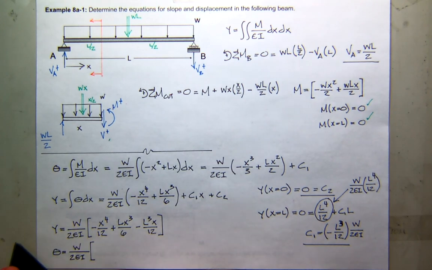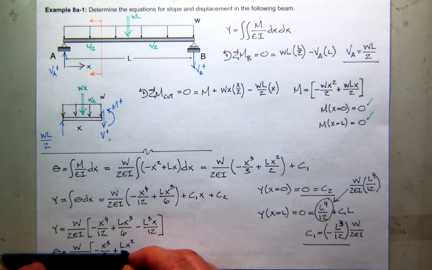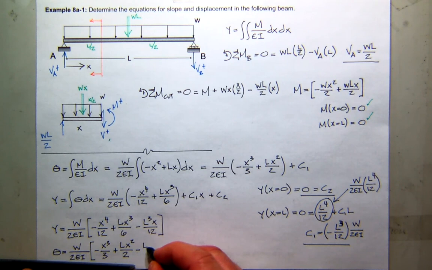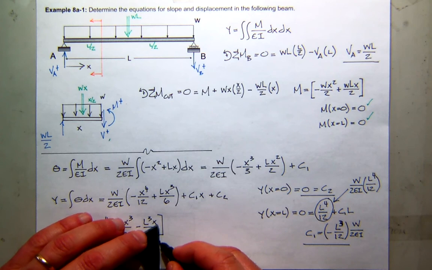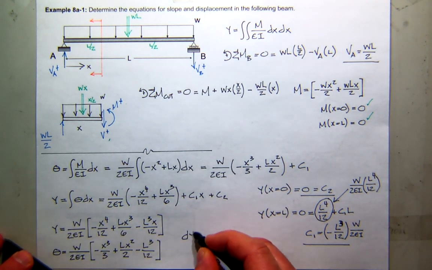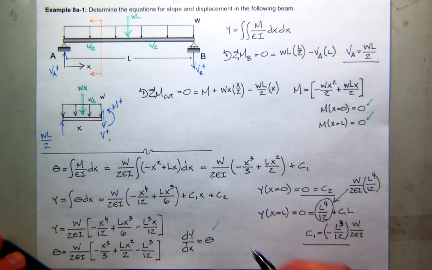So let's see, what do I get? So I've got minus x cubed over 3 plus Lx squared over 2 plus C1, which is minus L cubed over 12. We also know that the derivative of displacement should be equal to the slope. If I take the derivative of displacement, do I get the slope equation? Yes, I do.